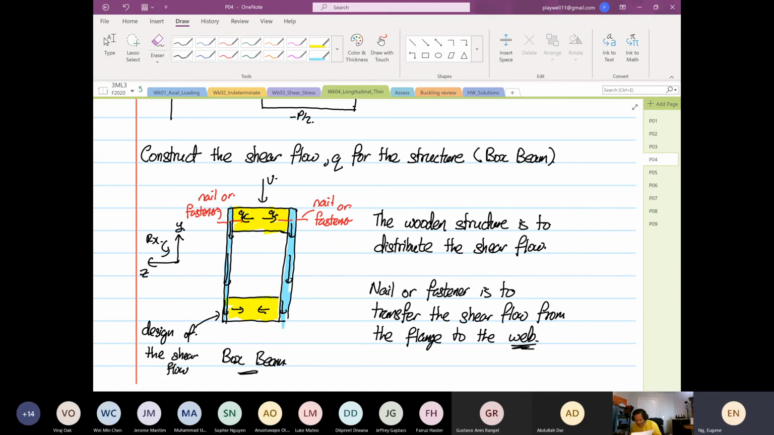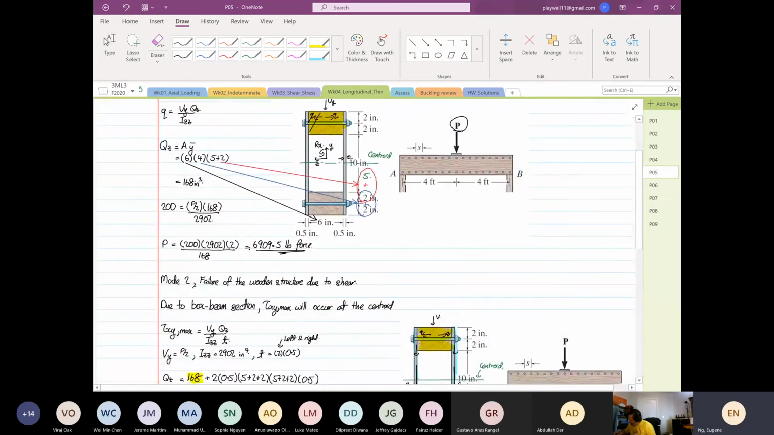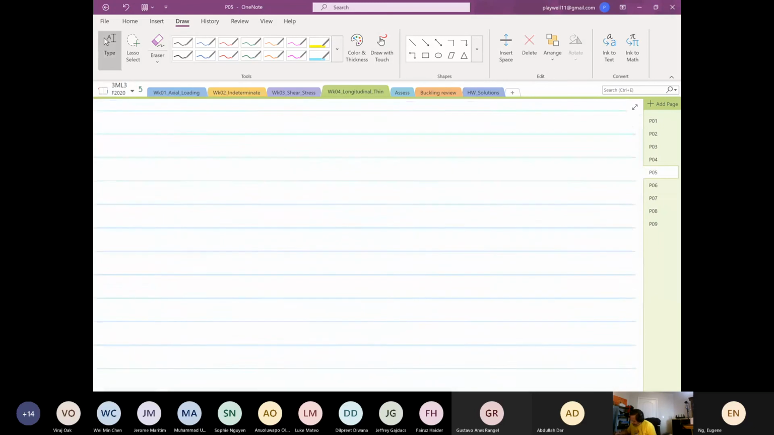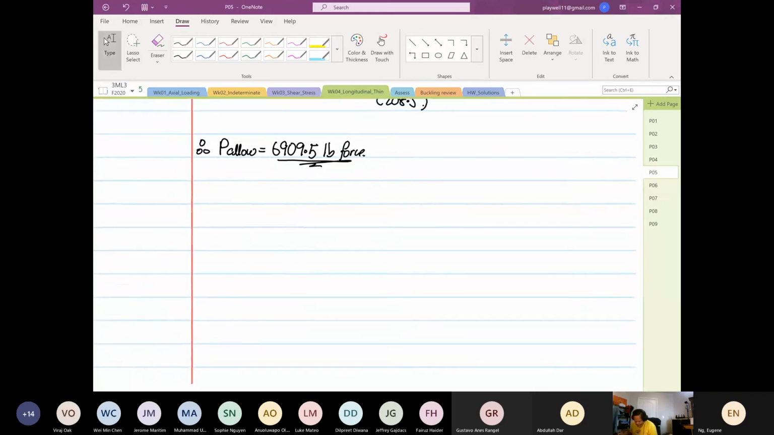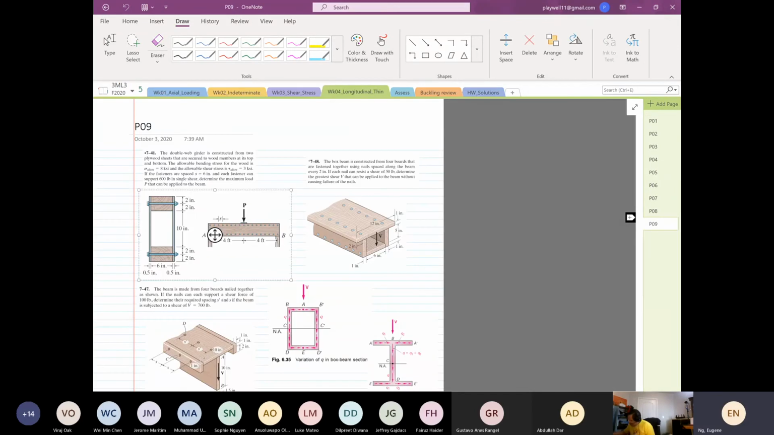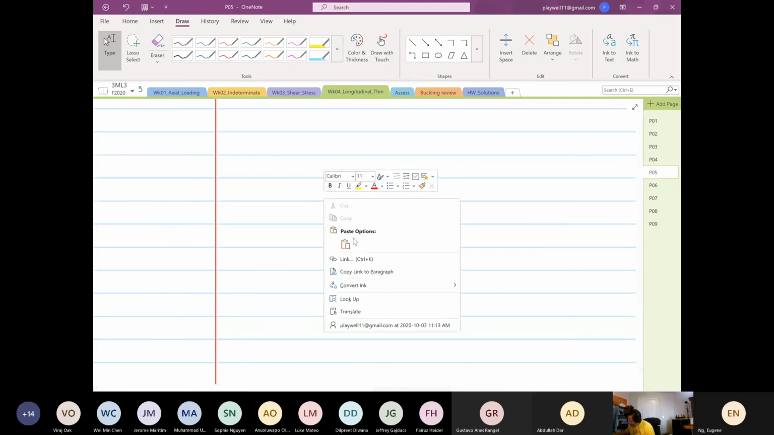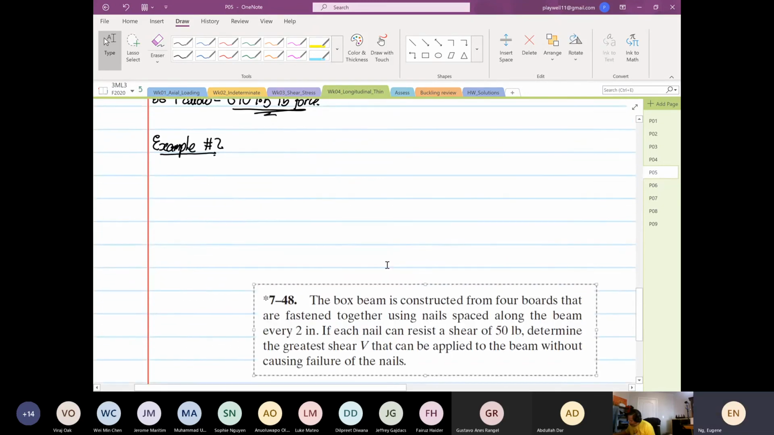Okay. Let's look at another interesting problem. Okay. Let's look at another example. Yeah, example number 2. Okay. So example number 2. So this is the example that we're going to go through.